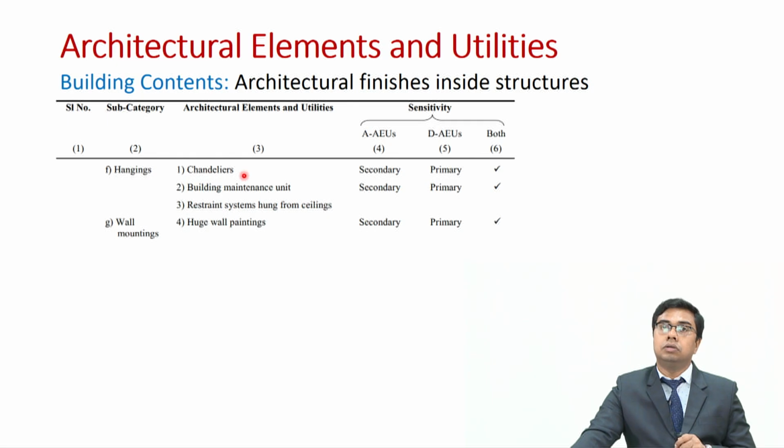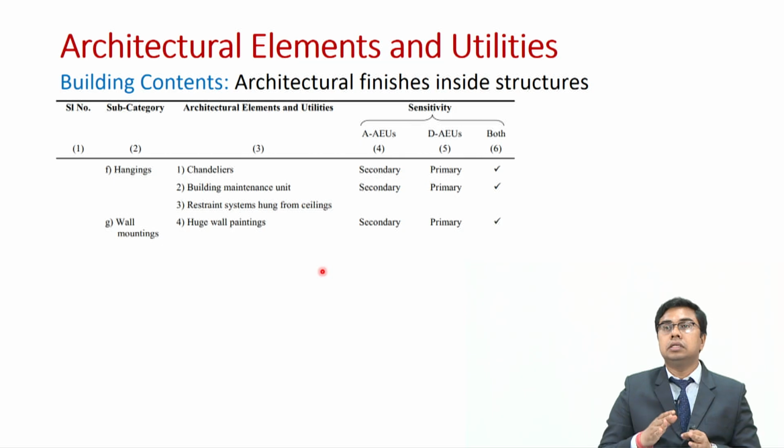Similarly for chandelier also, these days the weight of chandelier is going very high. So you have very heavy chandeliers being placed in different buildings, and in that case it will be classified as both. Small chandeliers may be classified as DAEUs. Then ceiling mounted chandeliers which are directly mounted to the ceiling without a string or rope, in that case it may be classified as AAEUs. So ultimately the classification depends mostly on the experience and judgment of the engineer.